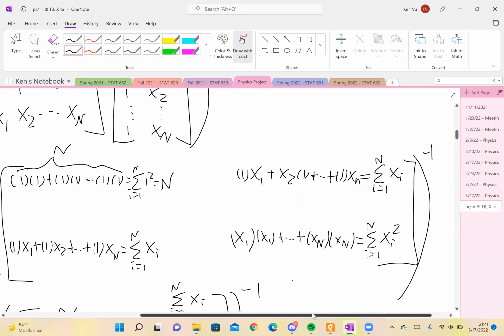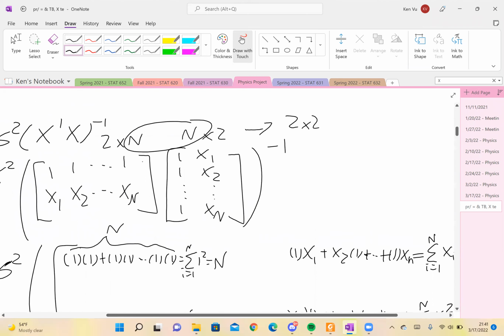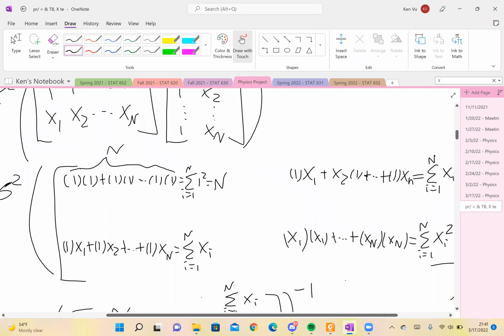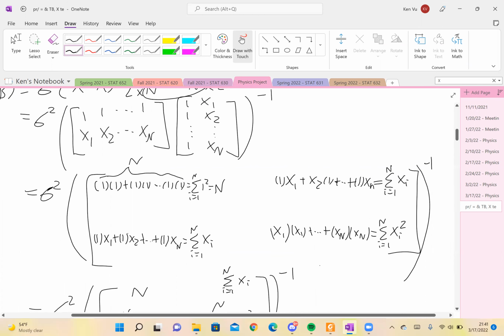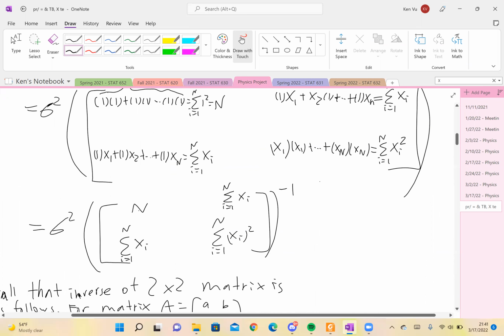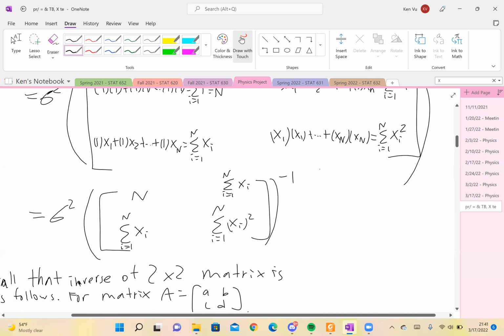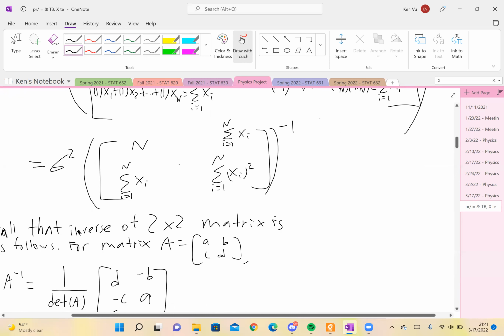So there you have it, the matrix multiplication of X transpose times X. And so the result, hold on one second, let me zoom out a little bit. So the result would be sigma squared times the inverse of this matrix right here. You have n, sum of the X values, sum of the X values, and sum of the squares of the X values. But we're not done yet here. We also have to take the inverse.